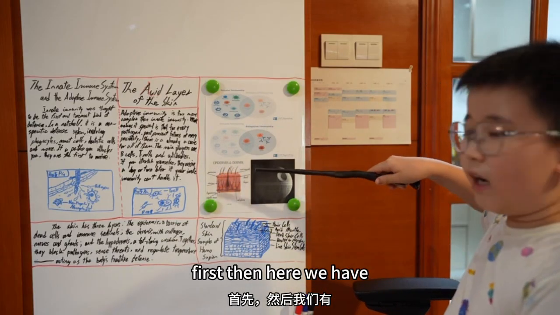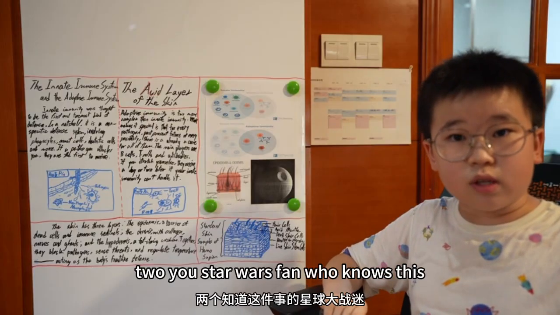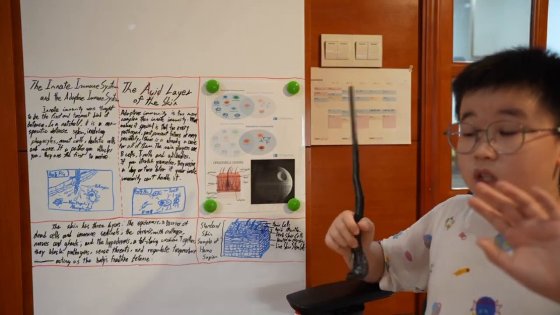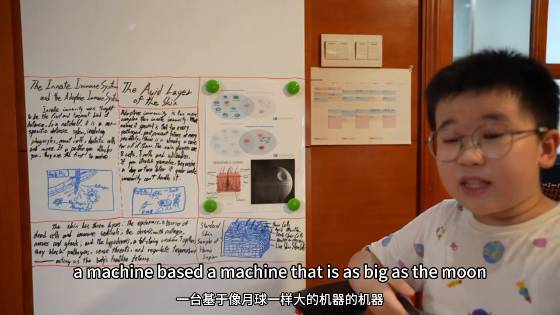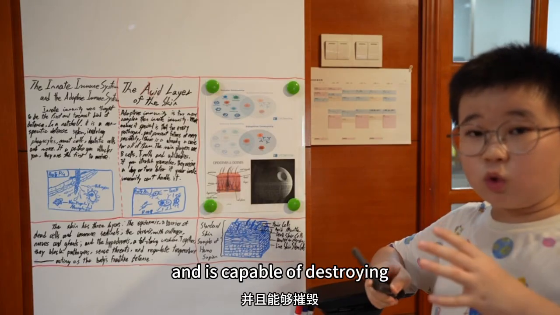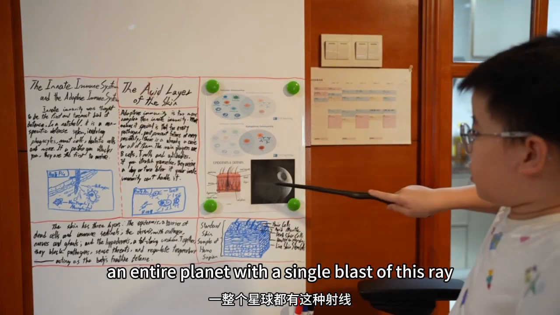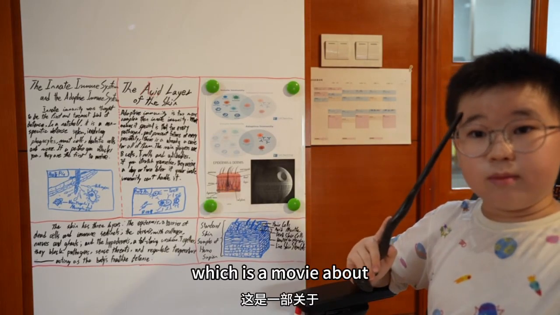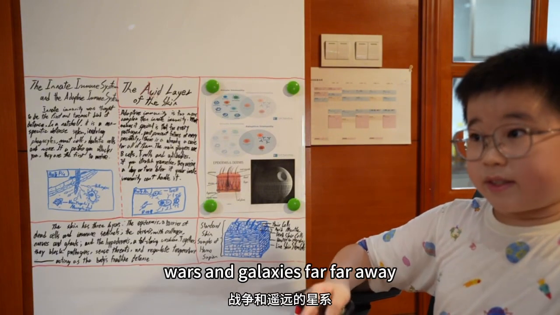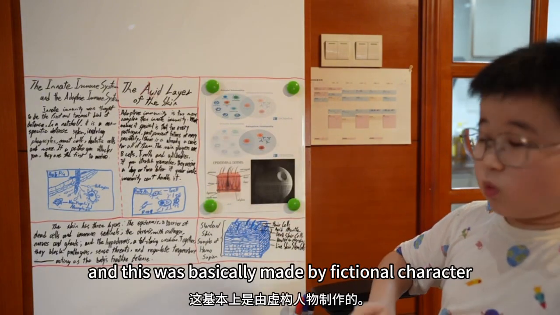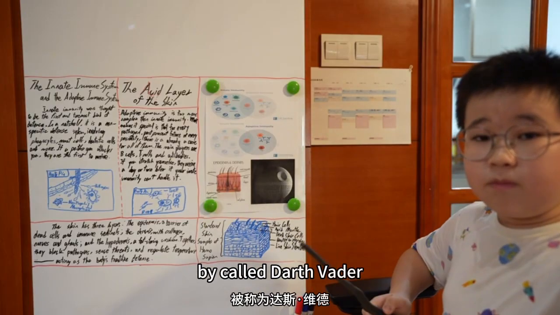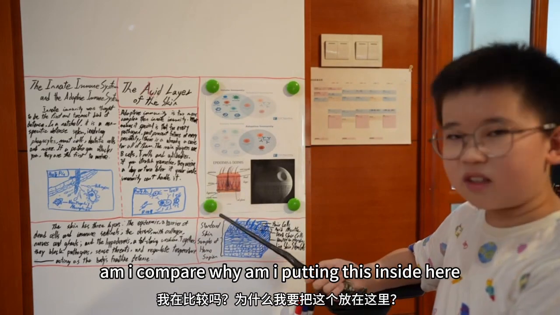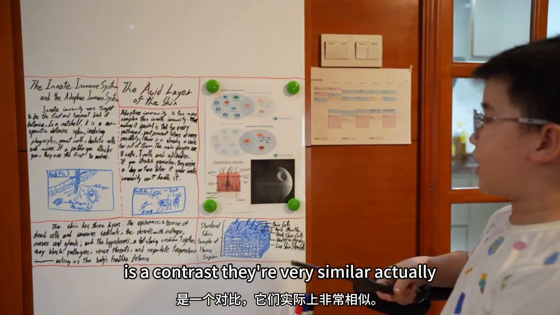And then here, for you Star Wars fans who know this, is the Death Star. The Death Star is basically a machine that is as big as the moon and is capable of destroying an entire planet with a single blast of this ray here. This was created in Star Wars by George Lucas, which is a movie about wars and galaxies far, far away. And this was basically made by a fictional character called Darth Vader. Now, why am I putting this in here? It's a contrast. They're very similar, actually.